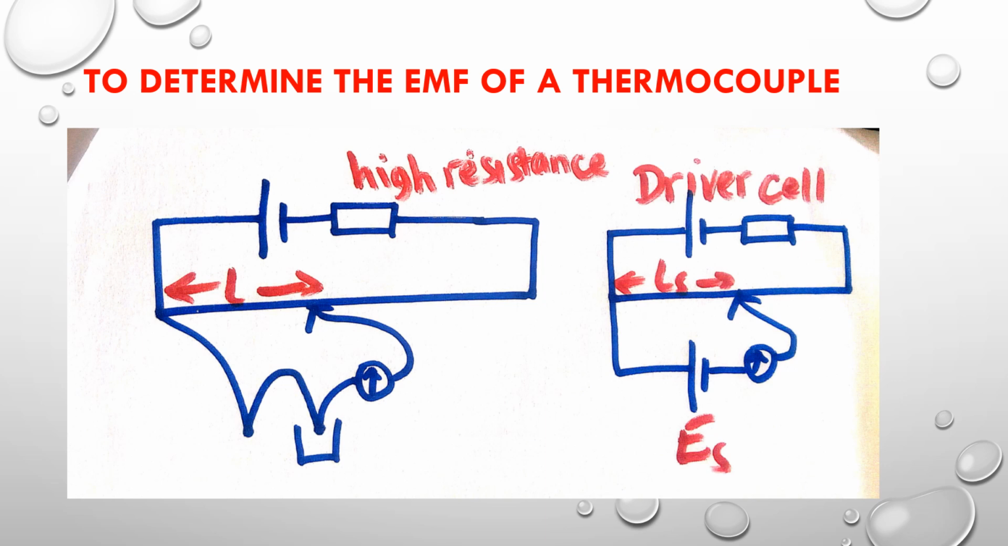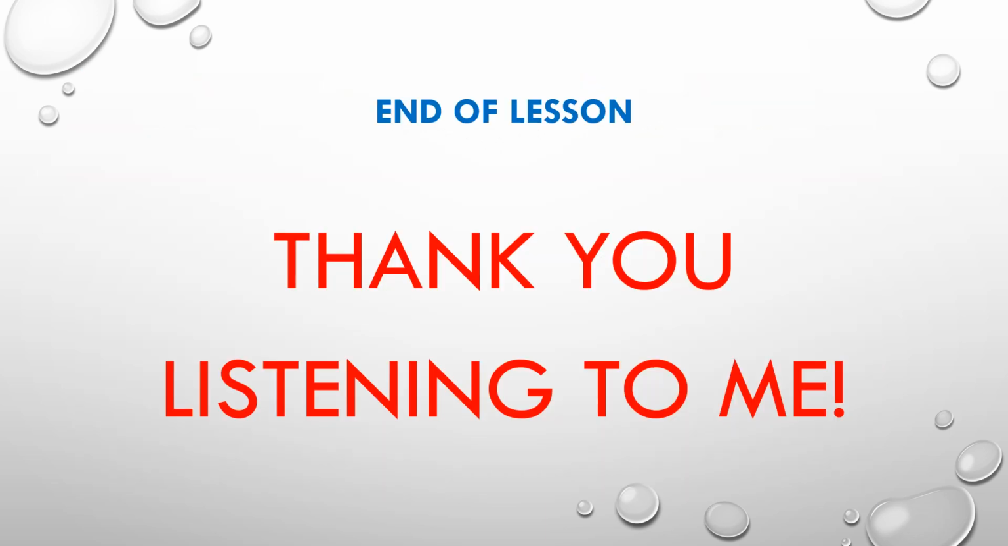So when you have a standard cell connected to it, there will be a point when a balance point is determined. So you get the calibration constant K, which is going to be equal to ES over LS. Now, if V represents the EMF of the thermocouple, V is going to be equal to KL, and the value of K is obtained from the second part when you use a standard cell, so the EMF of the thermocouple is determined.